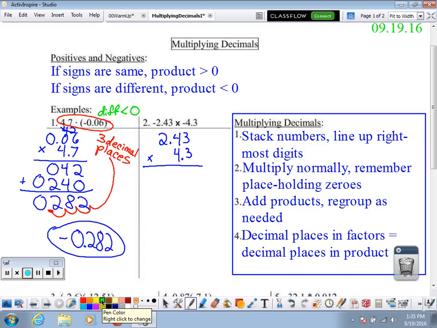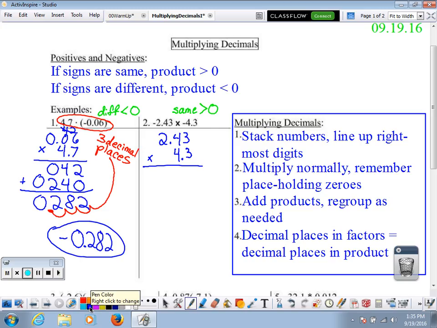Justin? They have the same sign. Okay, before I actually consider the numbers, I look at the signs, and those signs are the same. So what does the fact that the signs are the same tell me about my product? Karime? It's going to be positive. Very good. All right, so now I can get back to the numbers.